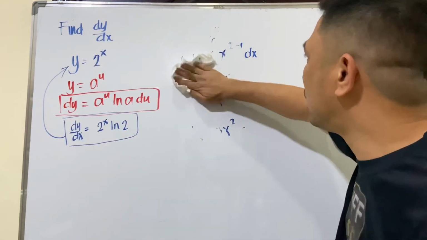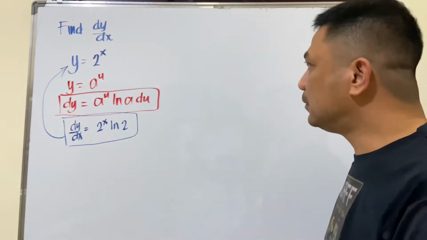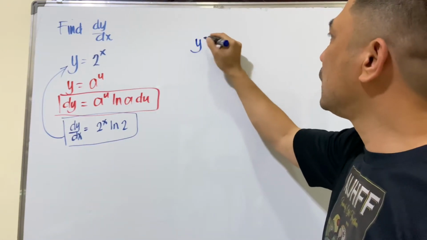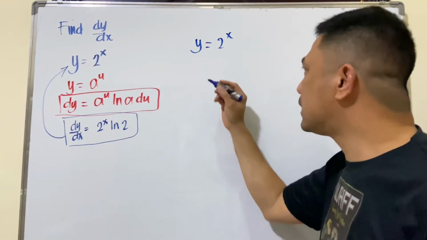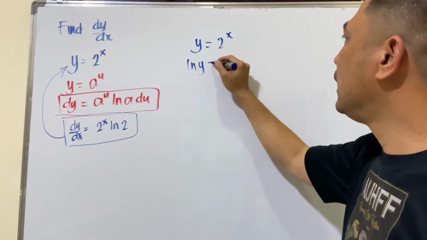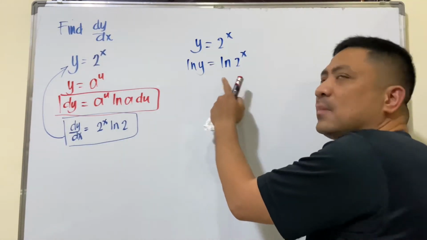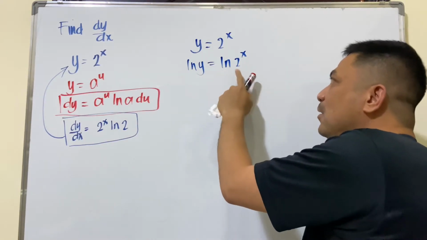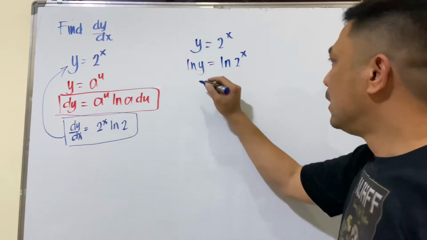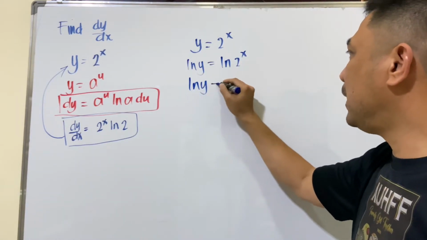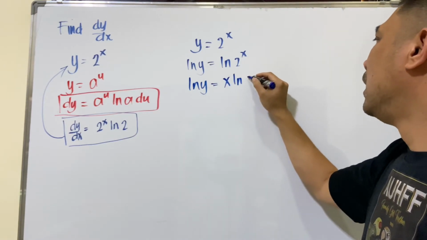Let me arrange this one first. You have y is equal to 2 raised to x. If I take the natural logarithm of both sides, you'll have ln y is equal to ln 2 raised to x. Again, you have a property of logarithms where if you have an exponent there, you can move it to the other side. So this can be written as x ln 2.